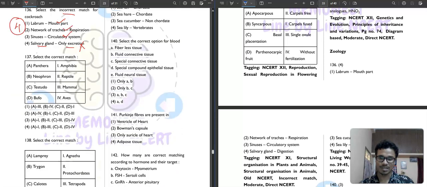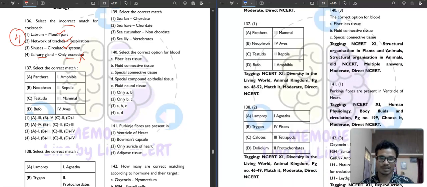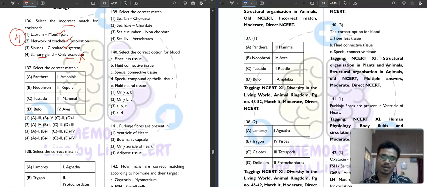Next, the match the following, which I like the most. Panthera is a mammal, definitely. Panthera tigris, tiger. Neophron is Aves, subclass Aves. Testudo is your reptile. And Bufo is amphibia. So our correct answer for this question will be option number first.